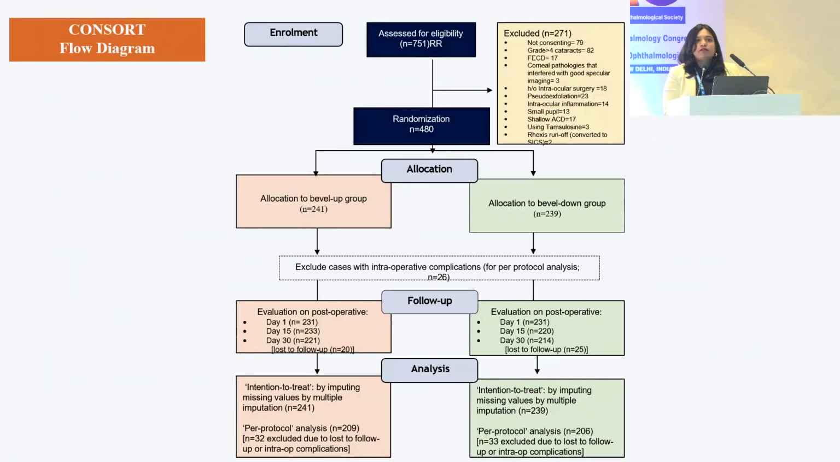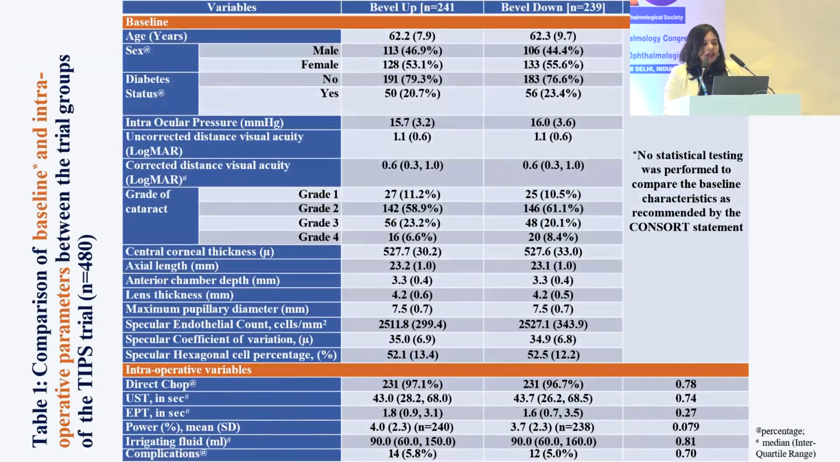This is the flow of participants, which is represented through a CONSORT flow diagram. 241 participants were recruited for bevel up and 239 in bevel down, and at the end of follow-up, 20 participants in bevel up and 25 participants in bevel down were lost to follow-up. This was mainly during the COVID-19 pandemic. These are the differences in the baseline parameters of the population among both the study arms. There was no difference, basically indicating that the randomization happened accurately.